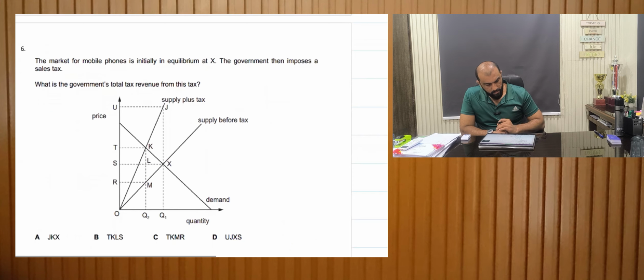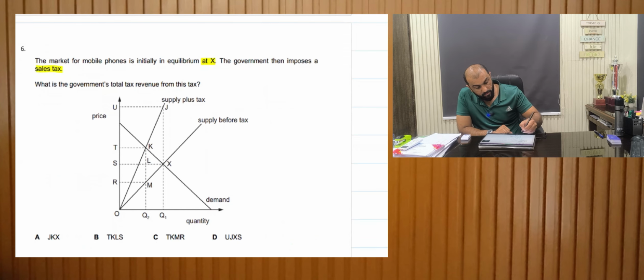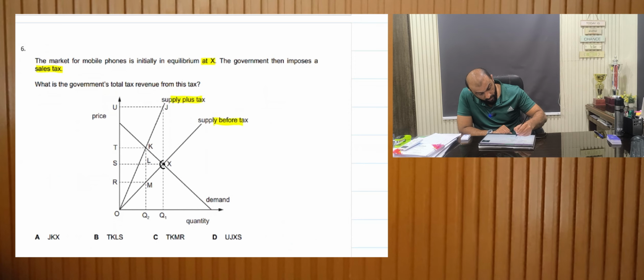Okay, the market for mobile phones is initially in equilibrium at X. The government then imposes a sales tax. Now, with the sales tax, supply would shift inwards. What's the government's total tax revenue from this tax? Now, this is sales plus tax. This is sales before tax. Initially, this X is my equilibrium, and now this is my equilibrium.